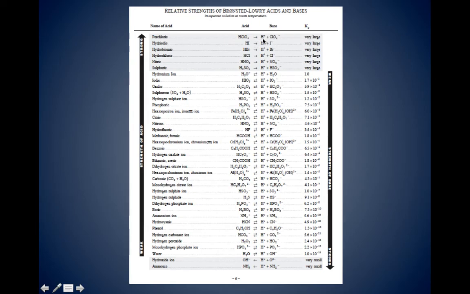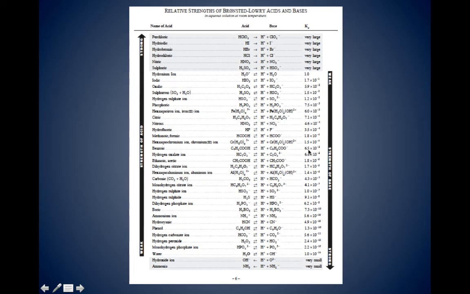And instead of writing H3O+, they've written H+. You're going to get in the habit of writing down, say, HClO4 + H2O becomes H3O+ + ClO4−. But these six are strong acids. From hydronium down to water, we're now looking at weak acids.